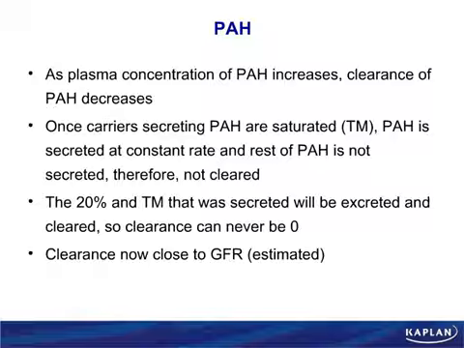Therefore, you will see a higher concentration of PAH in the renal vein. Therefore, the clearance is decreasing. So the clearance will decrease, and it will approach the clearance of inulin, but it will not equal the clearance of inulin. Remember, the 20% that was filtered plus the transport maximum that was secreted will always be excreted and cleared. So the clearance can never reach 0.